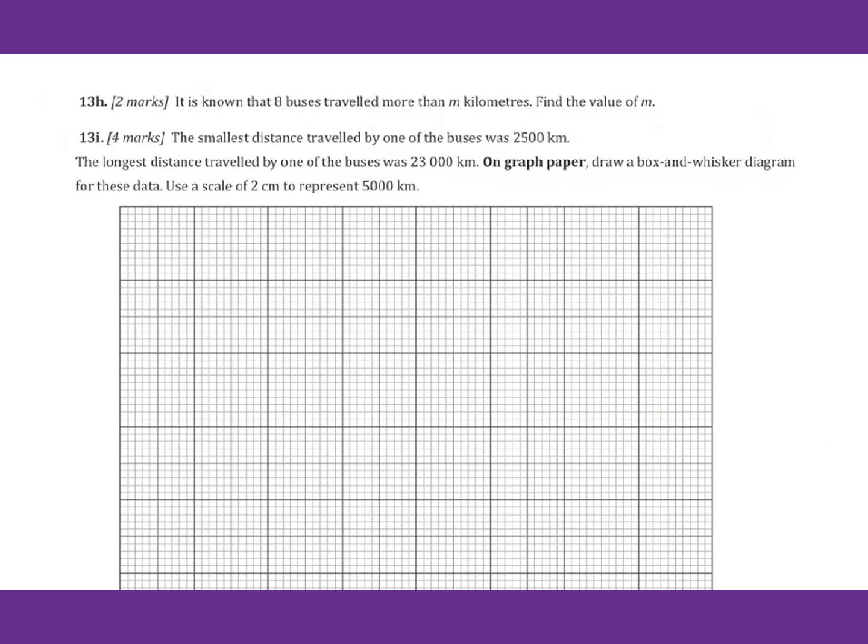For 13I, the smallest distance traveled by one of the buses is 2,500. The longest distance traveled by one of the buses is 23,000. On the graphing paper, draw a box and whisker diagram. For this data, use the scale of 2 centimeters to represent 5,000 kilometers.